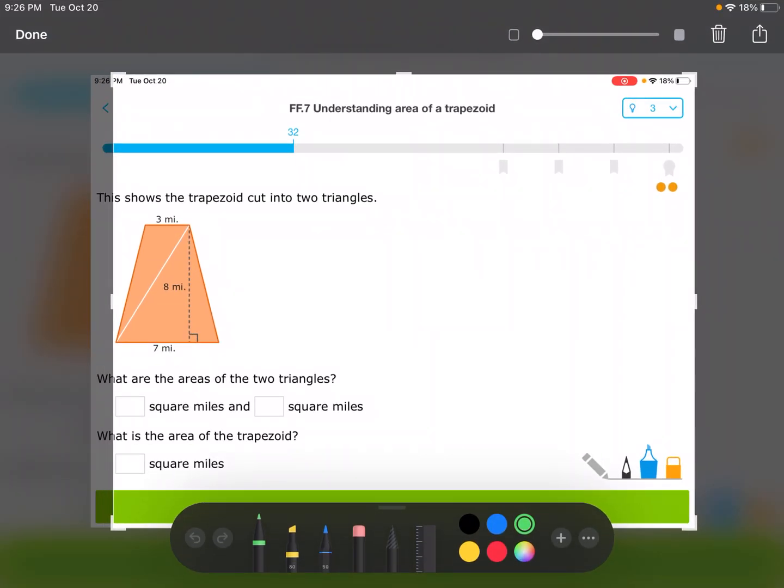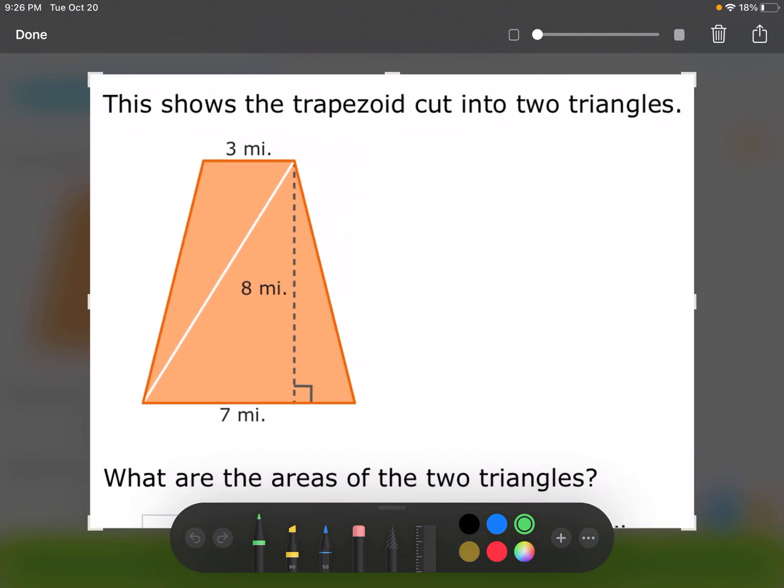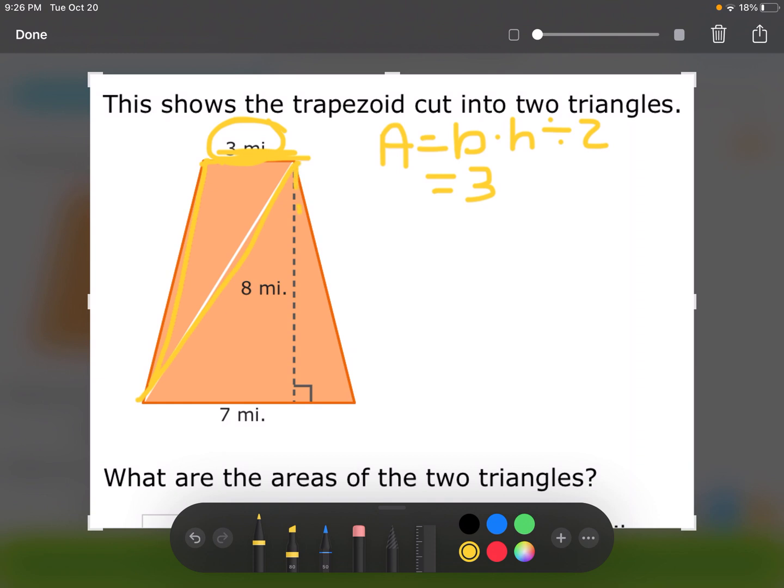So if I take a screenshot now, I'm going to go ahead and find the area of my two triangles. First one, again, I'll use yellow. Area equals base times height divided by 2. In this example, my base is 3. My height has been drawn on the outside of the yellow triangle, but it's going to be 8 because it goes from the base, the 3, all the way to the opposite corner, and it makes a right angle. So 3 times 8 is 24. 24 divided by 2 is 12. So the area of this first triangle is 12.